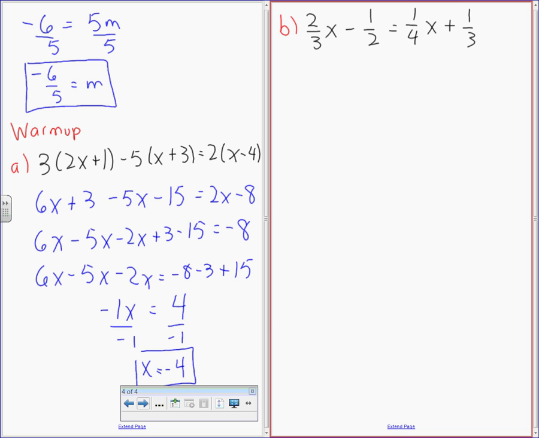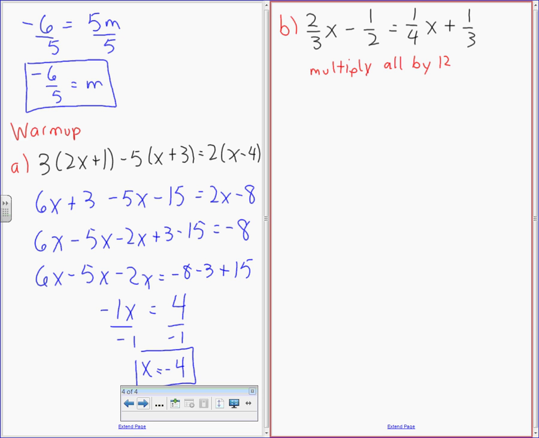Lexi, so I don't like fractions. What am I going to multiply by to get rid of all the fractions, please? 12. Okay, so I'm going to multiply everything by 12. Now I want to make sure that everyone understands why it's 12.